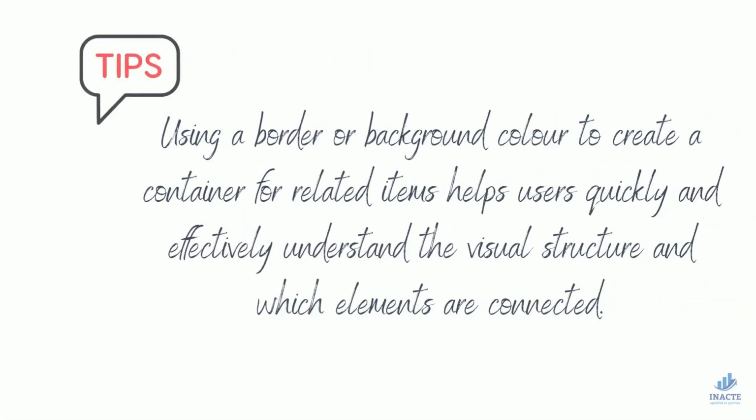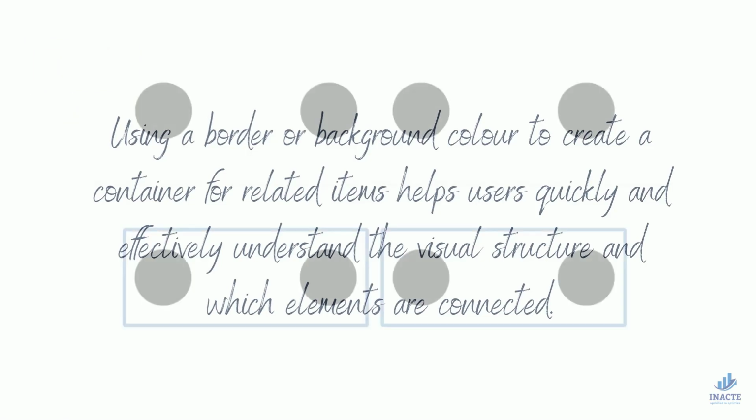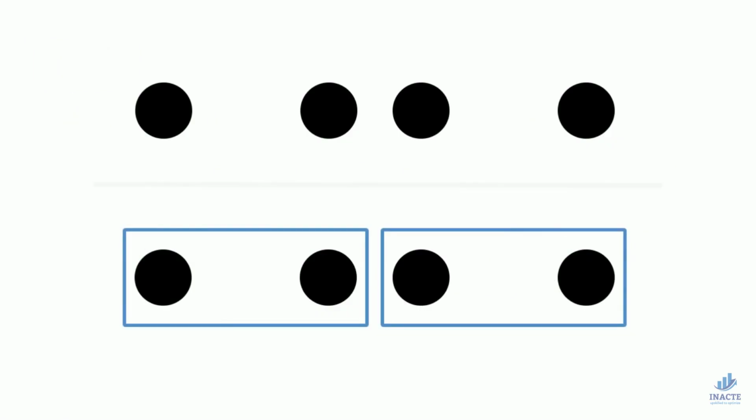In a visual, using a border or background color to create a container for related items helps users quickly and effectively understand the visual structure and which elements are connected. The usage of containers helps to create a visual hierarchy. The image shows both one large card and multiple smaller cards inside. The large container helps to communicate the overall relationship between the items, whereas the individual cards help to establish smaller subgroups within.